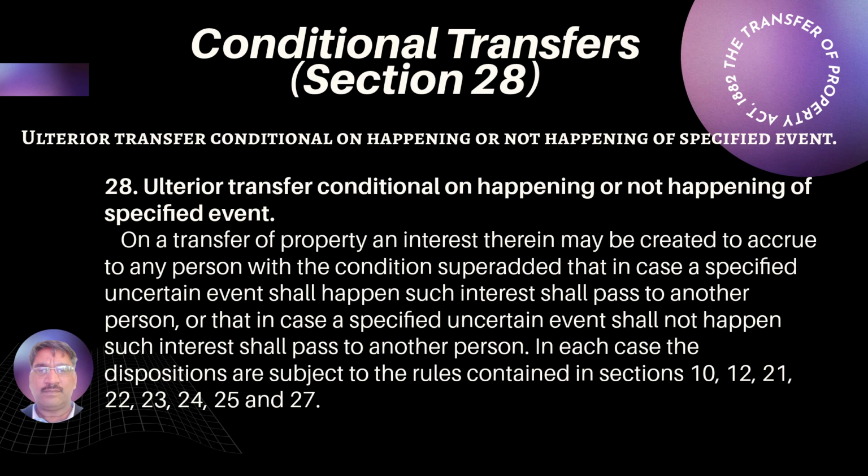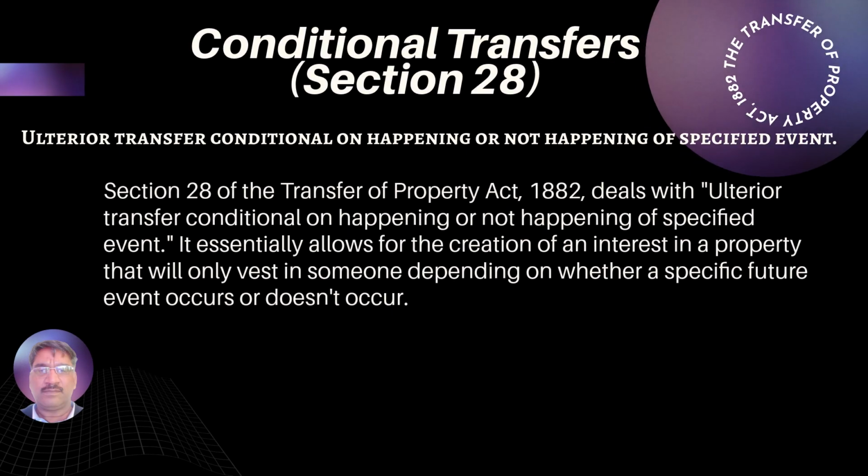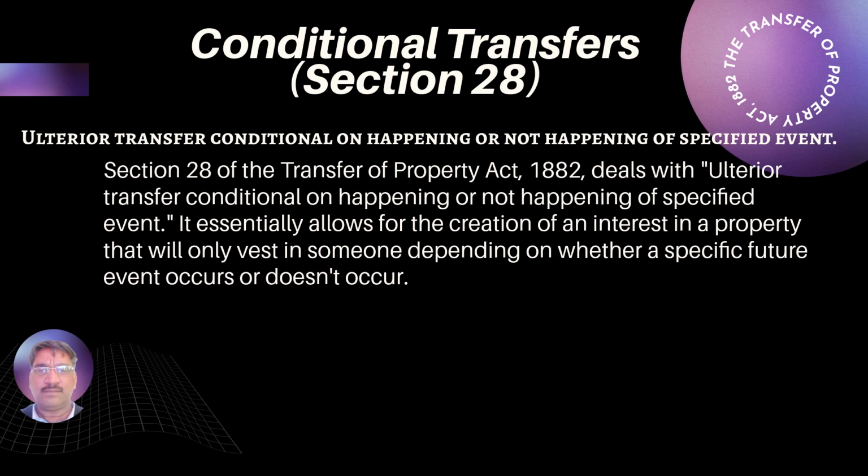In each case, the dispositions are subject to the rules contained in sections 10, 12, 21, 22, 23, 24, 25 and 27. Section 28 of the Transfer of Property Act 1882 deals with ulterior transfer conditional on happening or not happening of specified event. It essentially allows for the creation of an interest in a property that will only vest in someone depending on whether a specific future event occurs or doesn't occur.